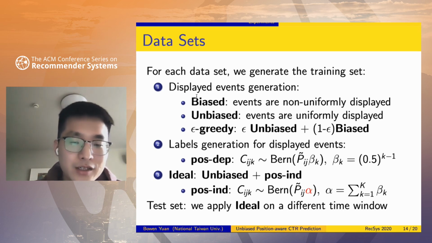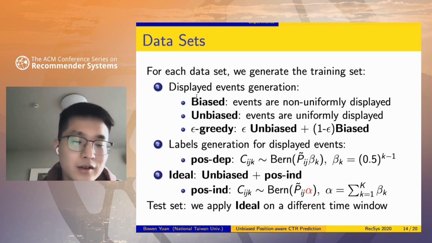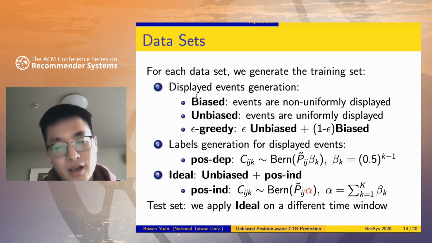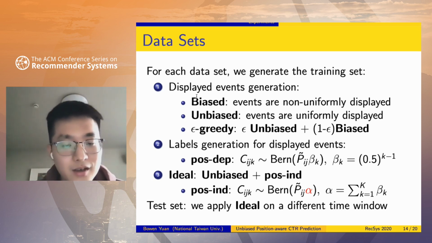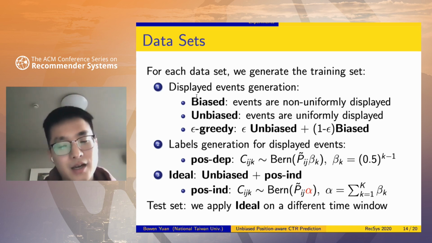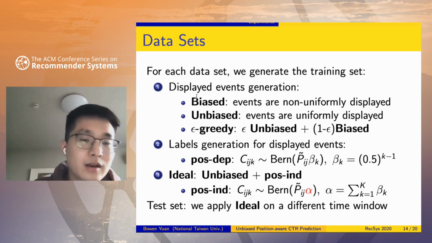For label generation, we directly generate the position-dependent clicks and all clicks as labels for displayed events. Besides both settings, we also consider an ideal setting where we directly use unbiased event generation, and their labels are already position-independent clicks and all clicks. For the test set, we applied the ideal setting on a different time window.